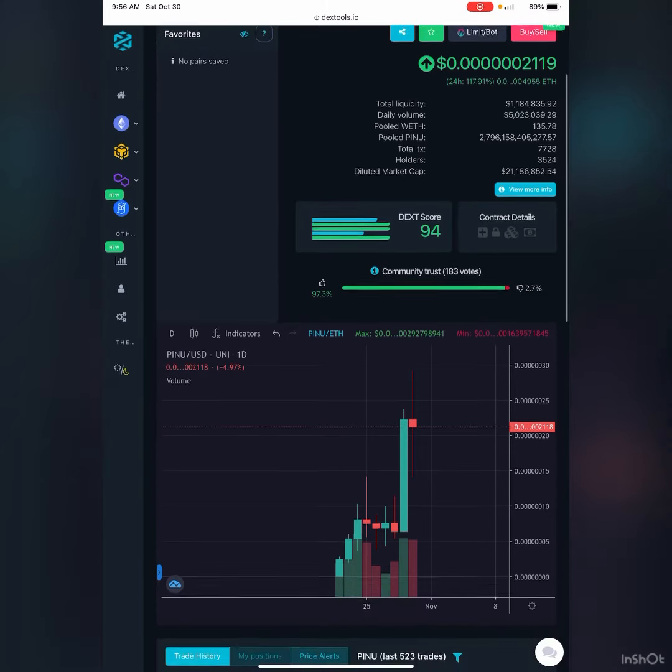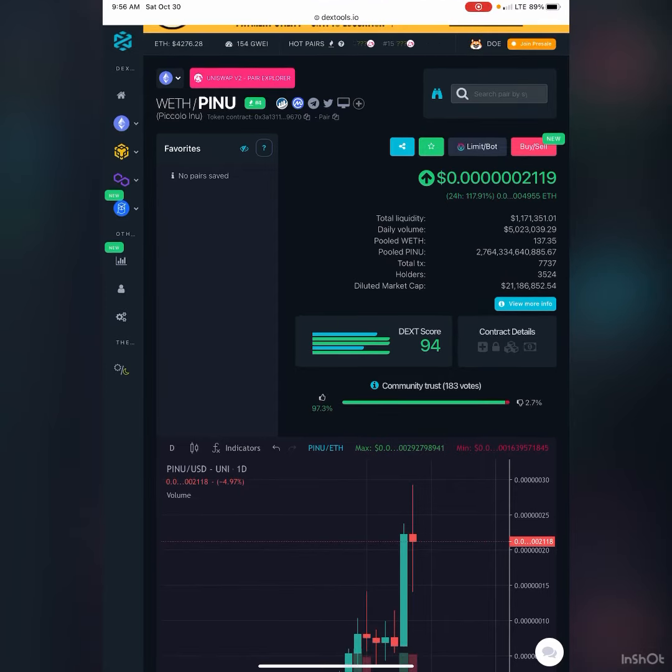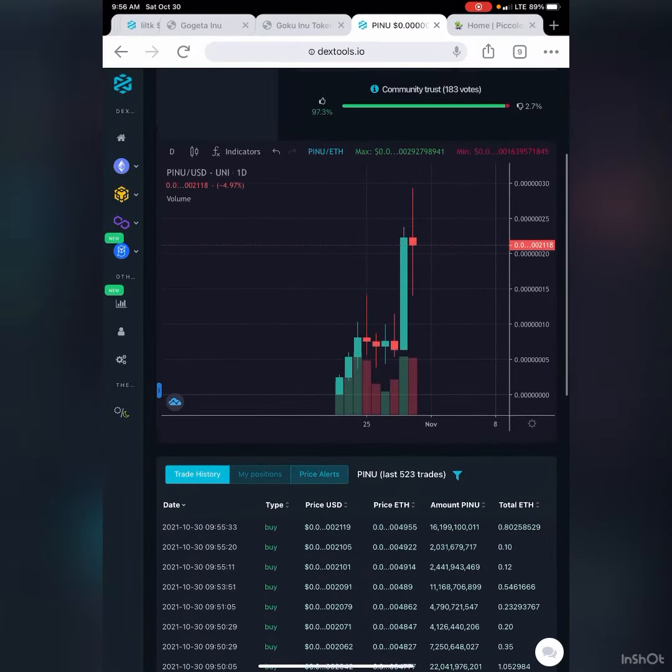So, I don't know if you guys remember at the beginning of Dragon Ball, Goku and Piccolo were enemies. So, they got a little rivalry going, a little competitive, you know, friendly competition. So that's really cool. I actually hold both coins, so I love them both. But anyways, on Piccolo Inu, look at this chart, man.